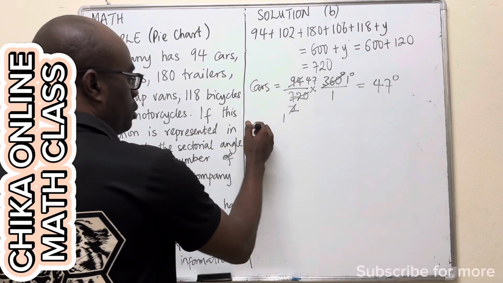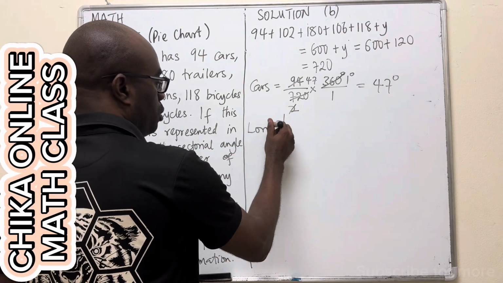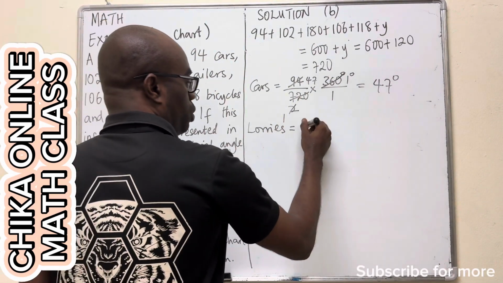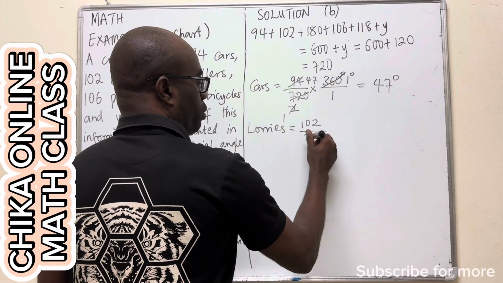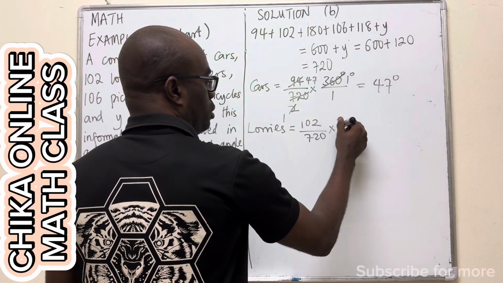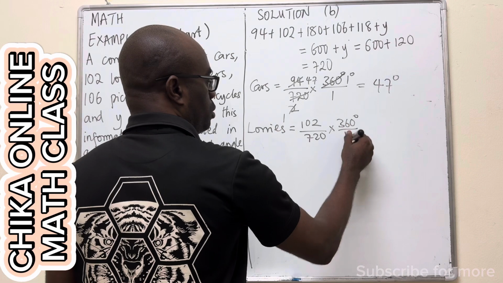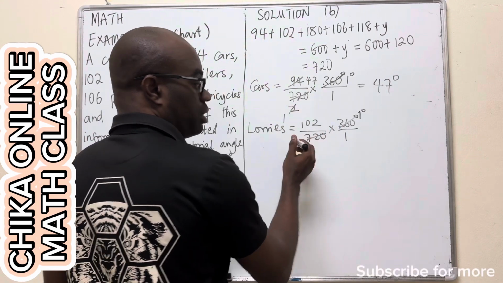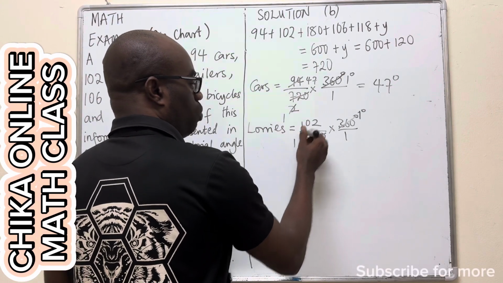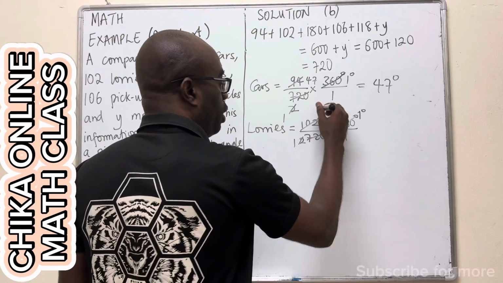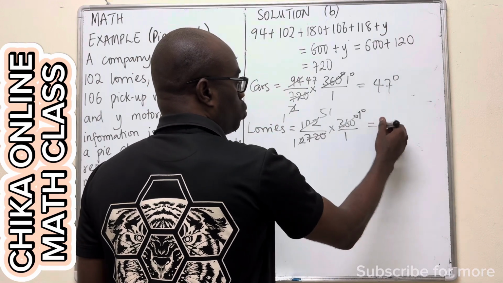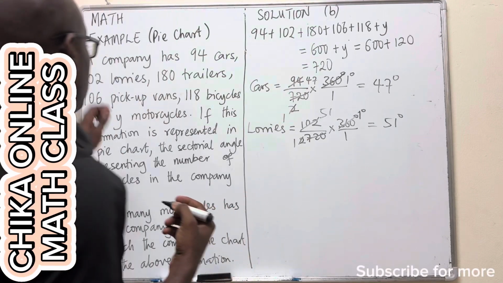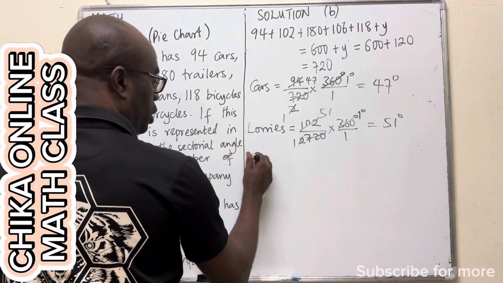Now for lorries, the number of lorries is 102. So you have 102 over the total number of vehicles, 720, times 360 degrees over 1. 360 divides 360 degrees, we have 1 degree. 360 divides 720, we have 2. 2 divides 2, 1. 2 divides 102, we have 51. So 51 times 1 degrees is 51 degrees. Okay.